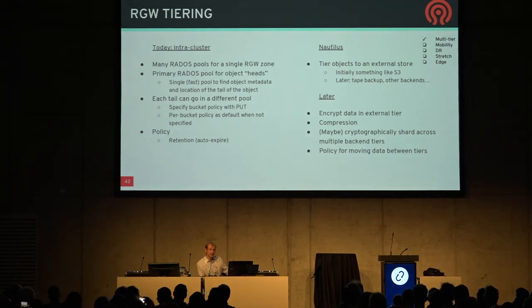What is coming in Nautilus is a new set of tiering capabilities for Rados Gateway. So today, of course, we have all the intra-cluster tiering. You can have multiple Rados pools. A bucket can be backed by multiple pools that are linked to your Rados Gateway zone when you set policies on buckets and so on. In Nautilus, the ability that's coming is to take individual objects that are put into an S3 bucket and push them out and tier them to an external object store, like another object storage cluster or something like S3 or some other public object storage service, Azure Blob or whatever it is. That's the first thing that's coming in Nautilus.